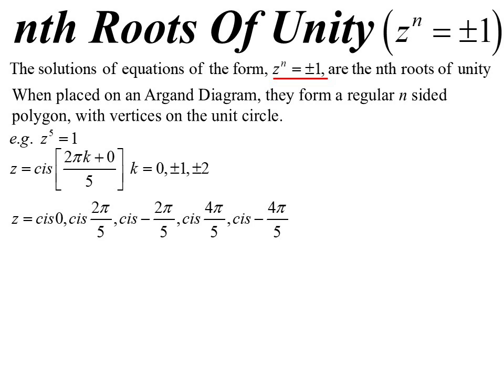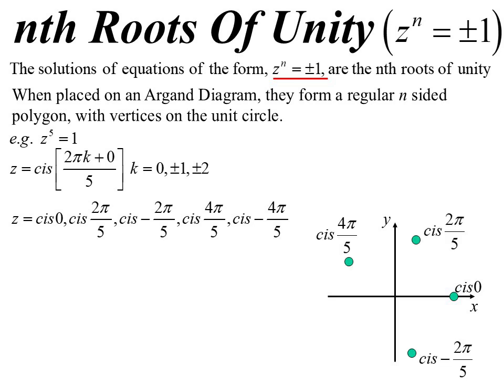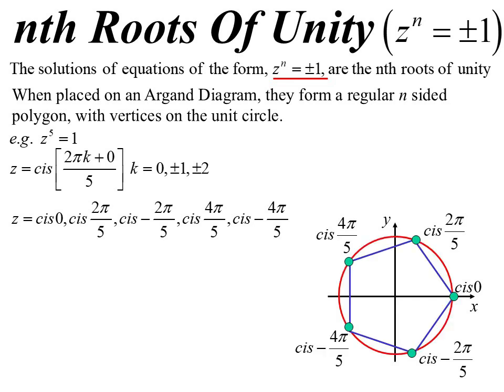If I was to place it on the Argand diagram, there's the first solution there, it says 0. The next one, 2 pi over 5, its conjugate, there's 4 pi over 5 and its conjugate, and sure enough, it is a pentagon sitting on the unit circle.